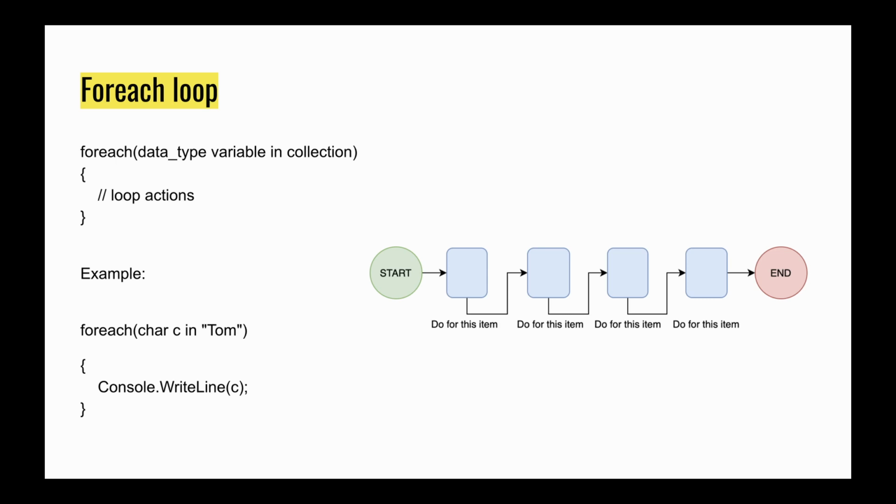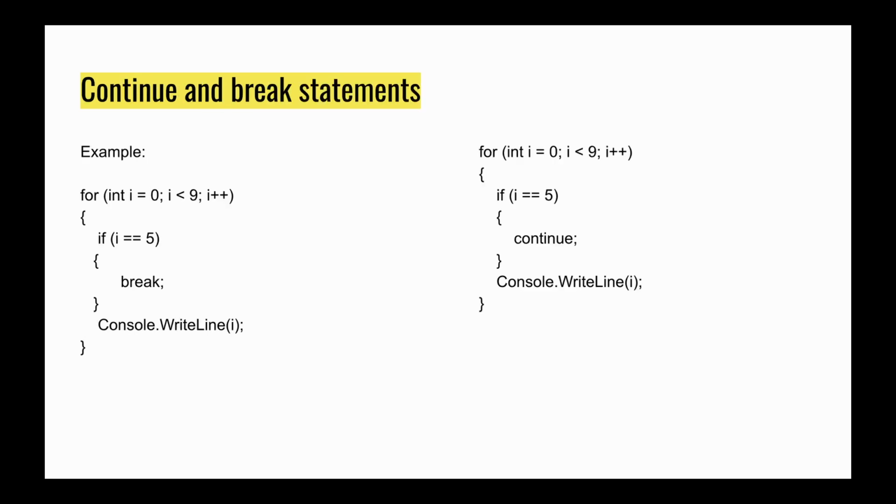It is worth noting that the type specified in the loop declaration must correspond to the type of elements of the collection being iterated. Yes, string elements are values of type char, characters. Therefore, the variable has type char. Next, we'll take a closer look at collections in .NET and which collections can be iterated over using a foreach loop. Continue and break statements.